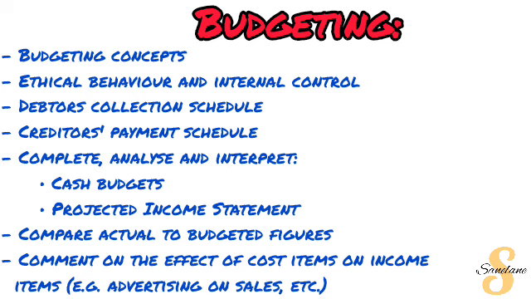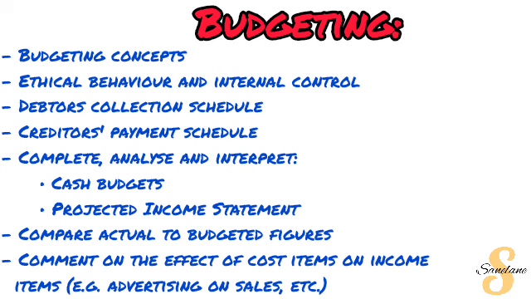Then you also have to be able to complete, analyze, and interpret a full cash budget, as well as a projected income statement. Remember, you're not just completing it and interpreting it, you're also analyzing it, meaning that you are commenting on it. That's why the next line item we are saying be able to compare the actual to the budgeted figures. So when the question asks about them, make sure that you are comfortable with how to comment on those amounts.